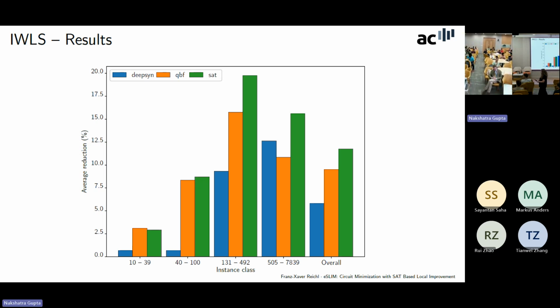Can I ask a question? In this bar chart, what is the number on the instance class? This is the number of gates in the original circuit. So we start with some circuit, and then we want to improve the circuit.